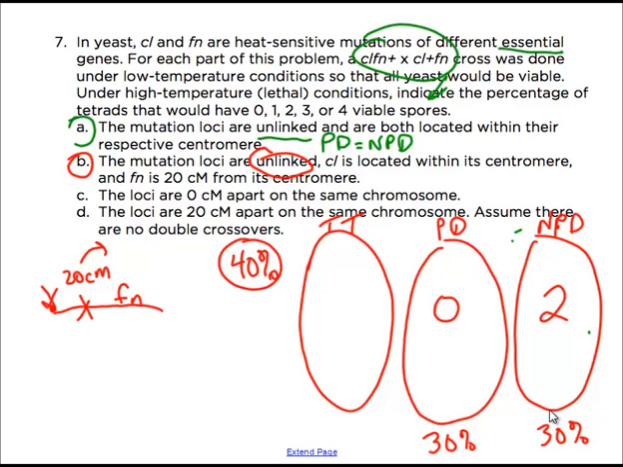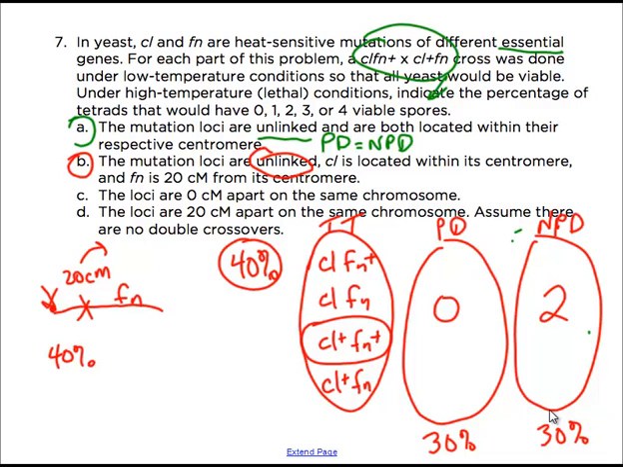But let's draw out a tetratype. So it's going to have one like the parent on top, one like the other parent on the bottom, then a double mutant, and a double wild type, right? And only that one spore is going to be viable under the restrictive conditions. So what we could say is 40% of the tetrads are going to have 1, that's the tetratypes, right? 1 viable spore. 30% are going to have 2, that's the NPDs, and 30% are going to have 0. Those are the PDs. That's a little harder, I suspect. Okay, so again, pause if you want to keep looking at that, because I'm going to erase it.